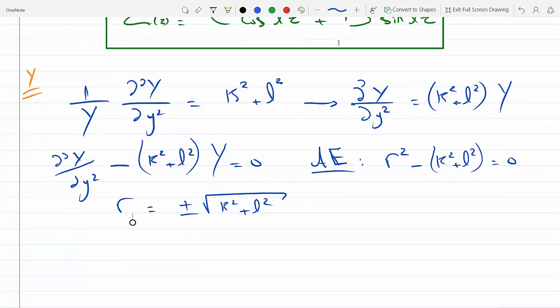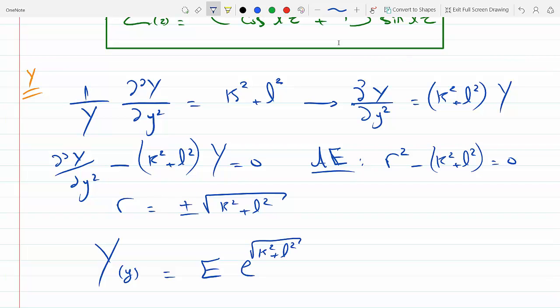Okay, so these are exponentials because you got a positive answer. So here we will get exponential terms. So Y of y will have to equal, so we've used a, b, c, d, let's call this e, exponential of square root of k squared plus l squared y, plus f e to the minus square root of k squared plus l squared y.